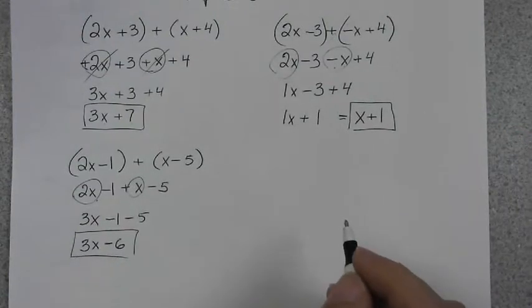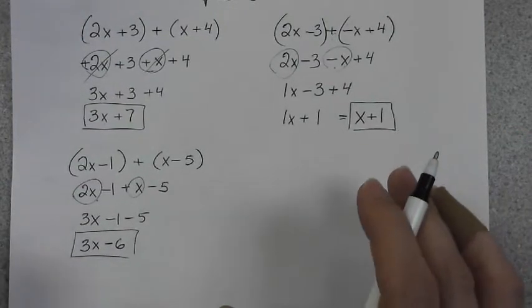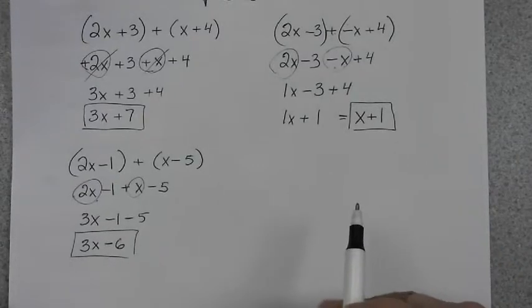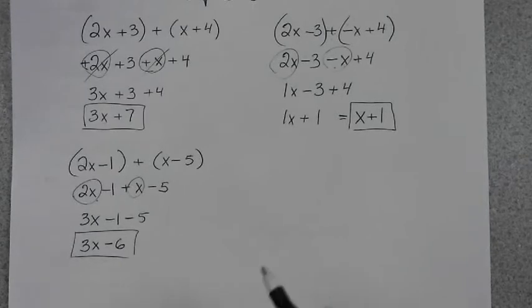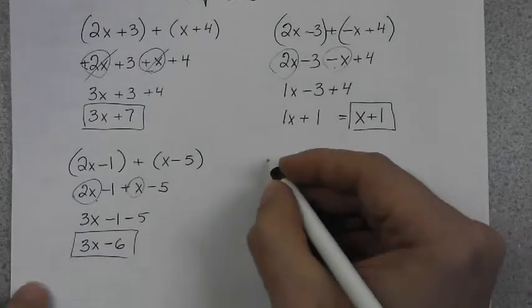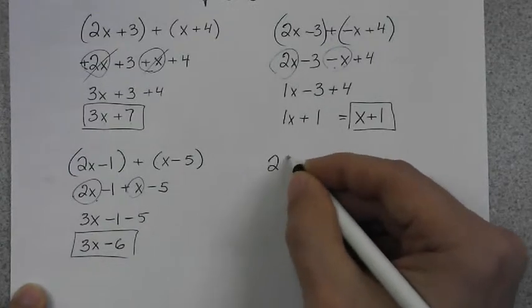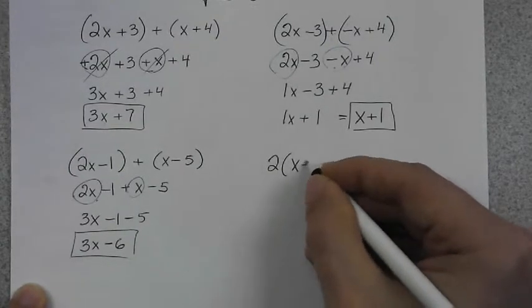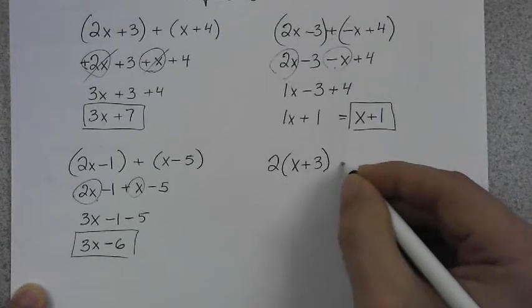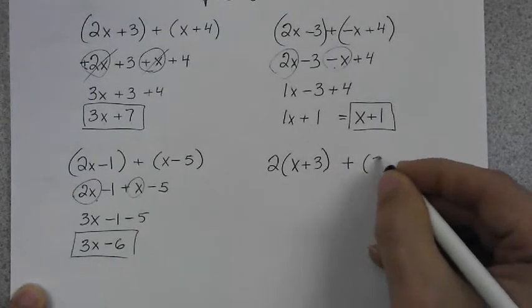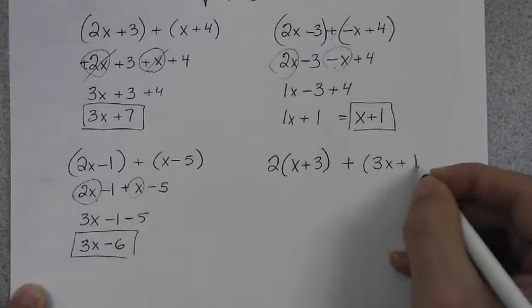So now, hopefully we're feeling pretty good about this. Let's go ahead and take a look at something involving the distributive property. So let's take a look at this one here. Let's say we have 2 times quantity x plus 3, and we're going to add to that this linear expression 3x plus 1.